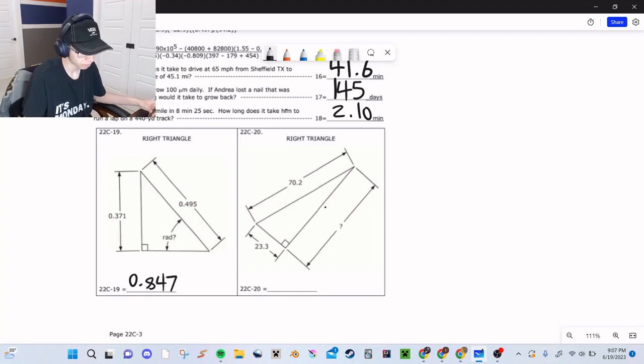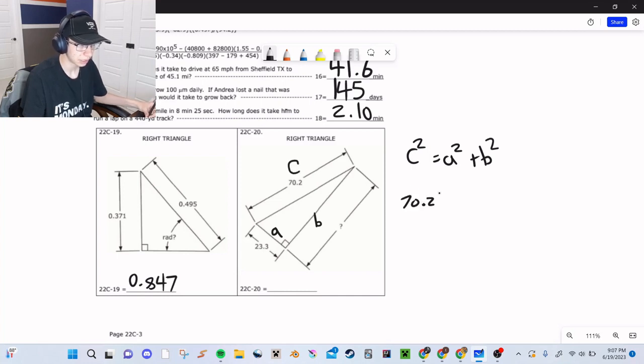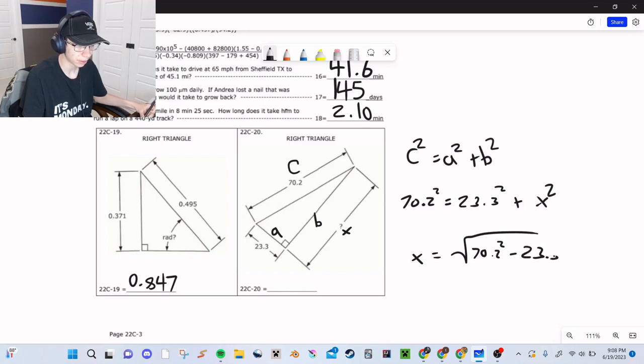Okay, number 20. So we have a right triangle, and we have our hypotenuse here and a side measure. We want to find the remaining side measure. So we're going to use the Pythagorean theorem. Right, so c squared is equal to a squared plus b squared. Our legs are a and b, and our hypotenuse is c. So 70.2 squared equals 23.3 squared plus, we'll call this side x, plus x squared. So x is equal to the square root of 70.2 squared minus 23.3 squared, which means x is going to be equal to 66.2.